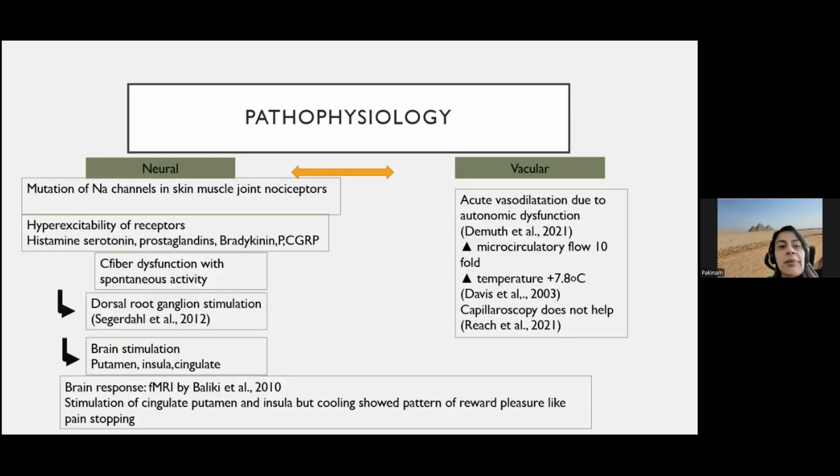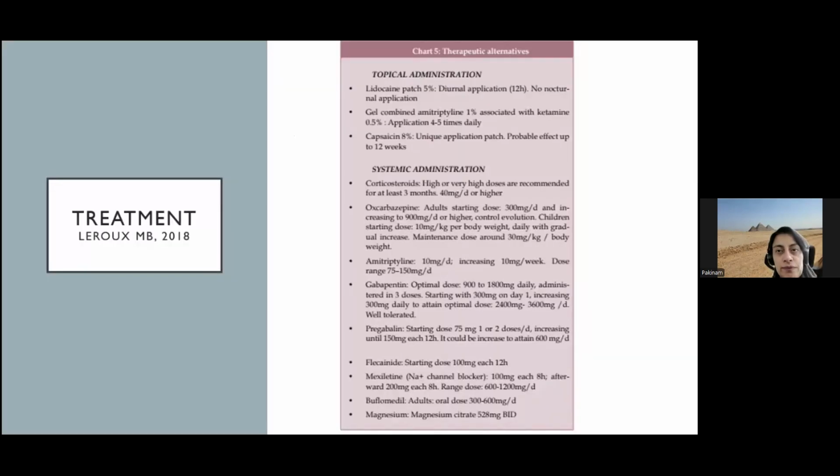So, I'm just reminding you that the pathophysiology is either neural or vascular or can be interconnected. Next. Treatment can be topical or systemic, as we have mentioned. Some studies mention that steroids can help. Others mention that steroids don't help. So we reached the conclusion that steroids have like a golden window, okay? However, studies haven't settled on what the golden window is. They haven't settled on this part. Next, please.